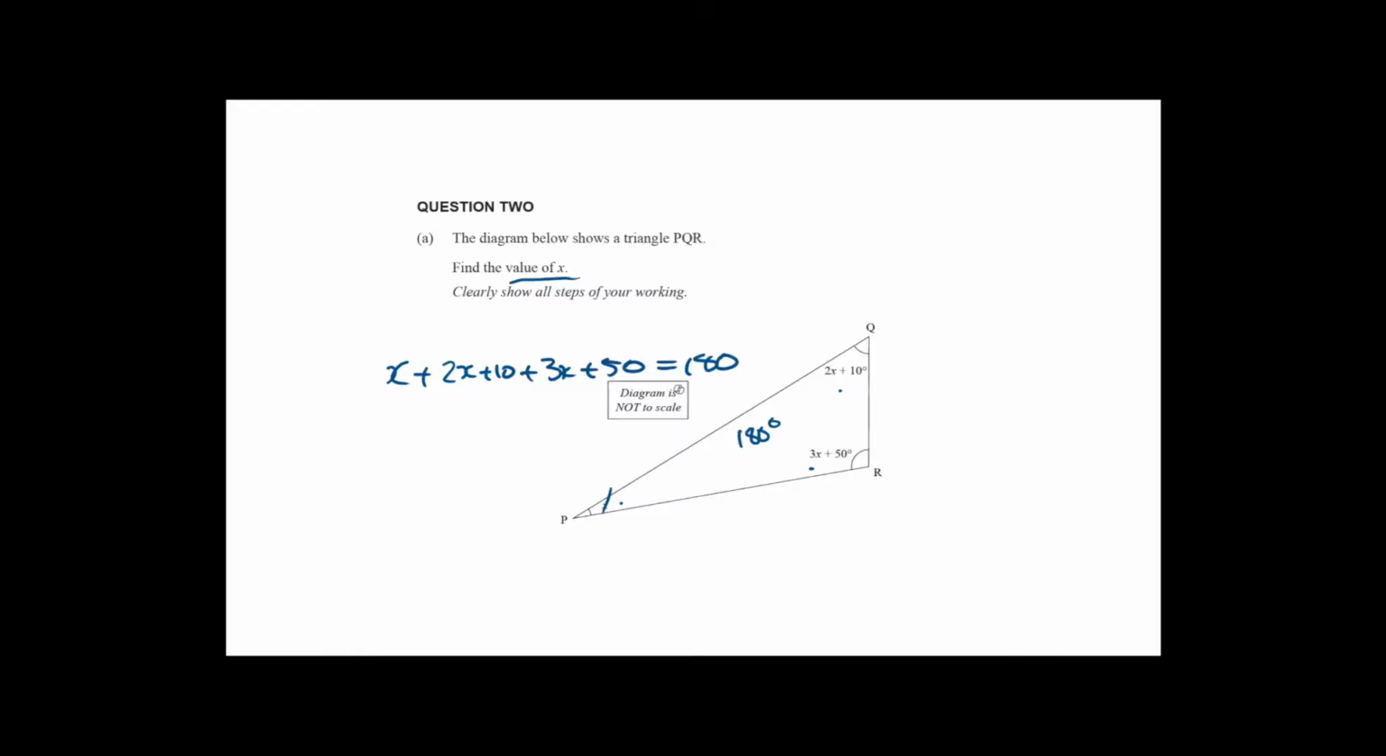So now that we have this, we can solve for x. Let's collect up all of the x's. So 1x plus 2x plus 3x is 6x. And 10 plus 50 is 60, and that equals 180 degrees. Let's take 60 away from both sides. So 6x is equal to 120, so therefore x must be equal to 20 degrees. That's that one done.